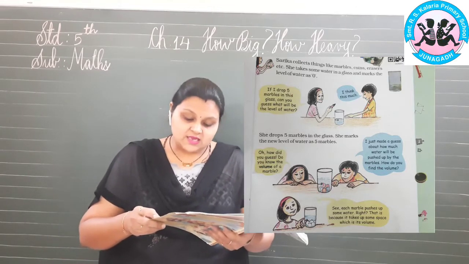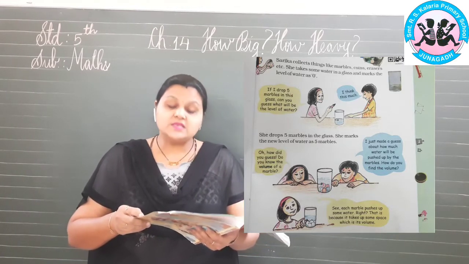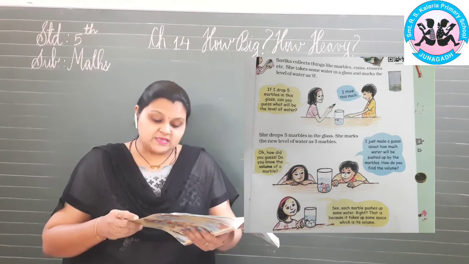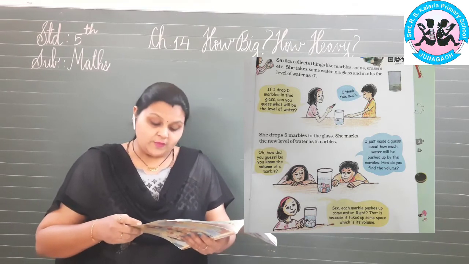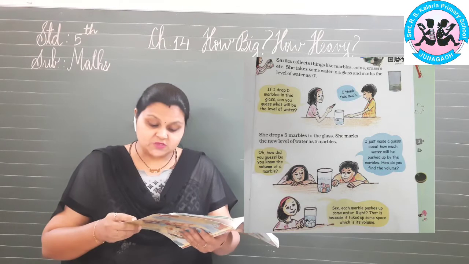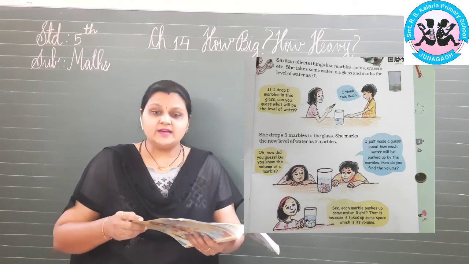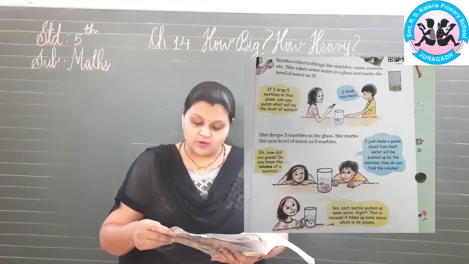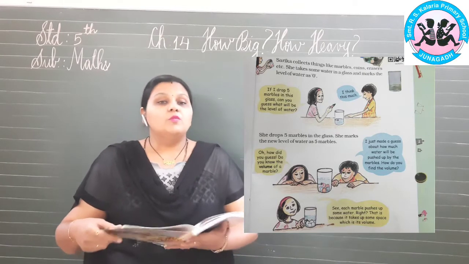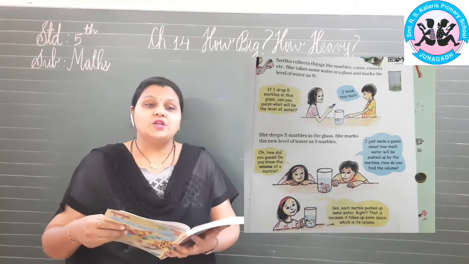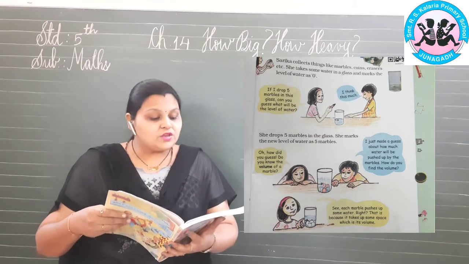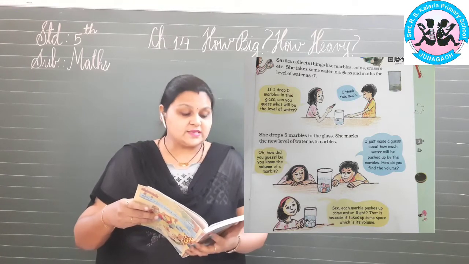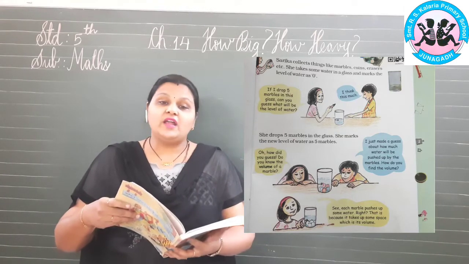Moving further, see, each marble pushes up some water, right? Now here she is telling that the marbles are pushing up some water. That is because it takes up some space, which is its volume. So whatever the space taken by them will be its volume. Now moving further, your measuring glass. Now you make a guess. Do you think the volume of 10 5-rupee coins will be more than that of 10 marbles?